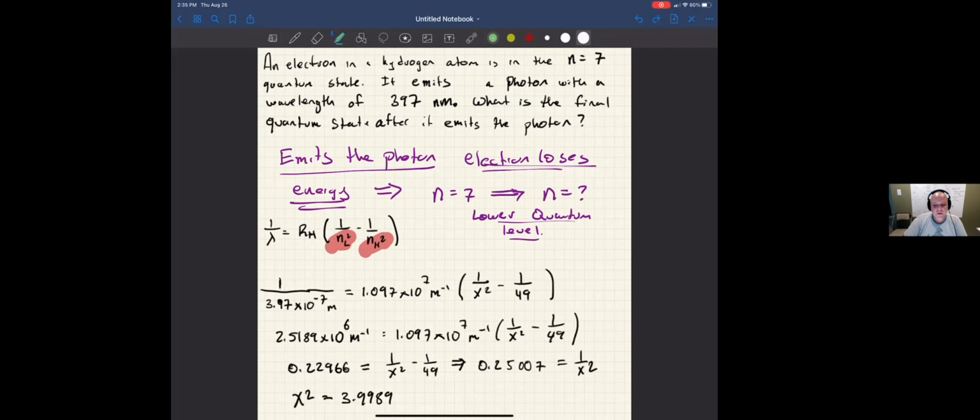3.9989. And when I take the square root of that, I get 1.999. And so I see that x equals 2. So the final quantum level is 2. So the electron went from n equals 7 to n equals 2.